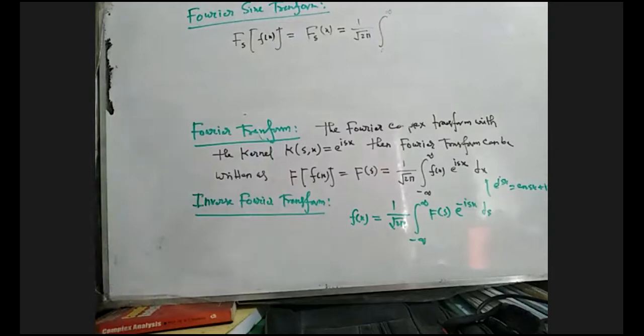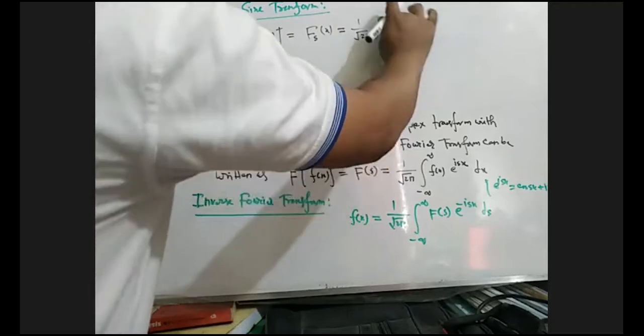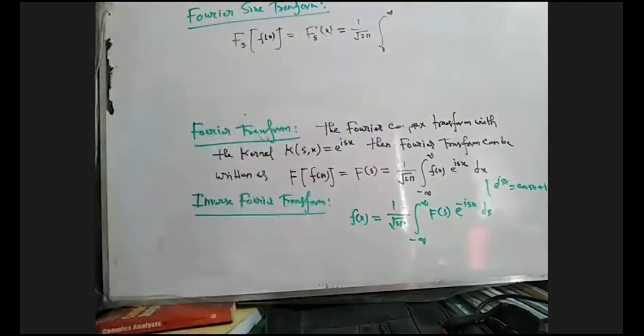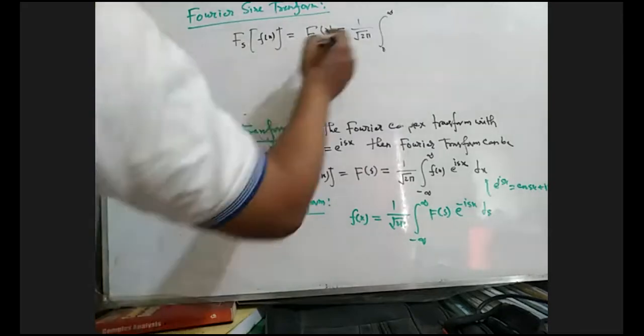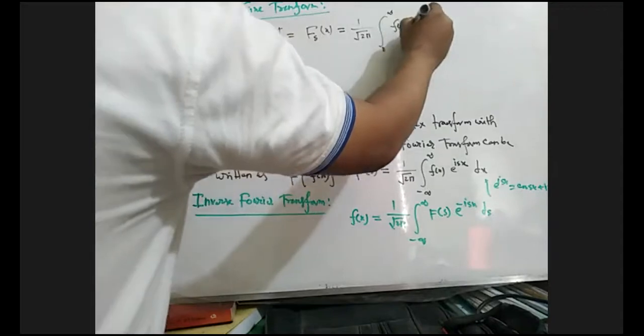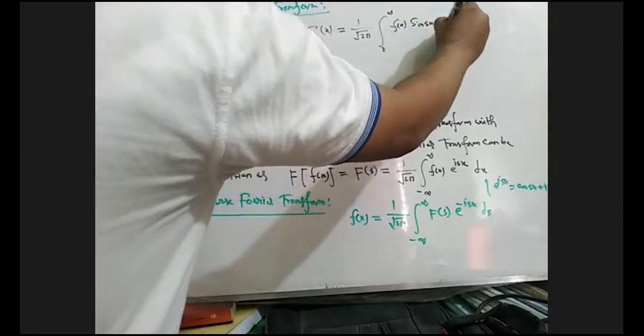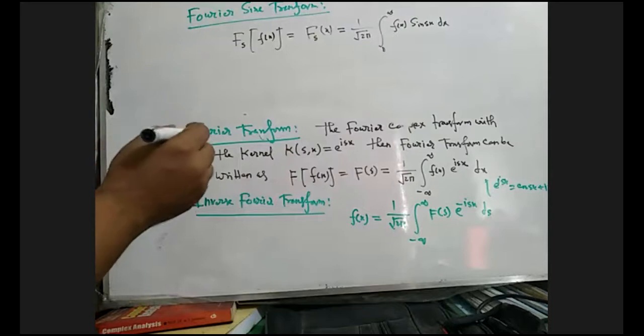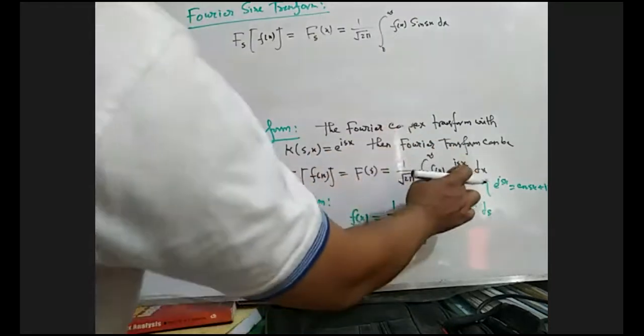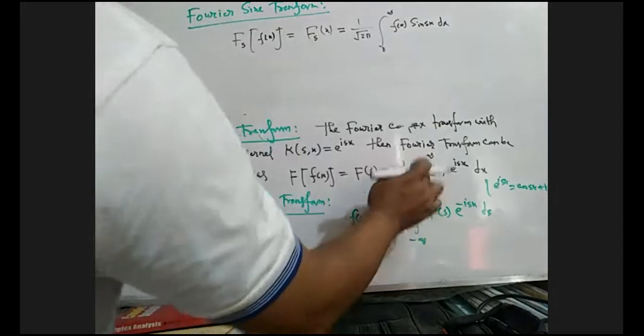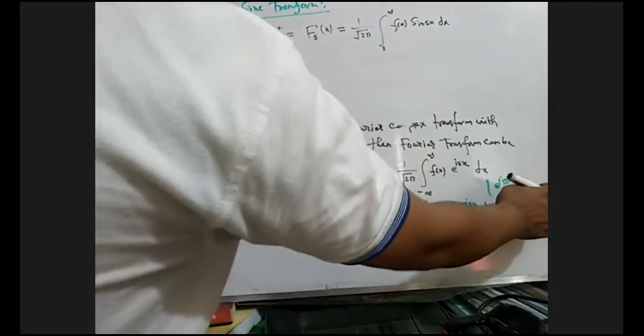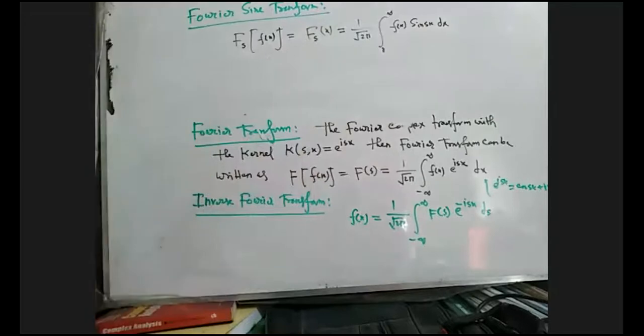Okay, for the sine transform it will be 0 to infinity, and the function will be f of x sine sx dx. This is the Fourier sine transform formula after converting from the earlier one. The integral from minus infinity to plus infinity becomes 0 to infinity for sine. Remember it. The integral limit will be 0 to infinity.